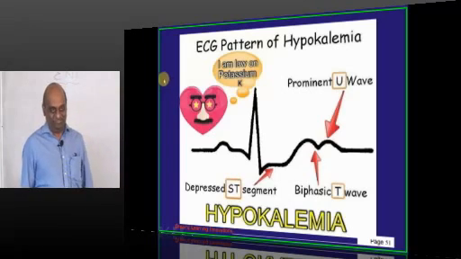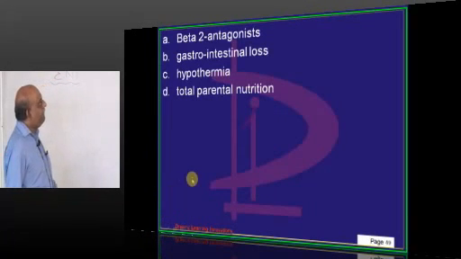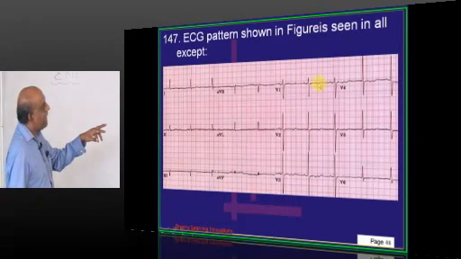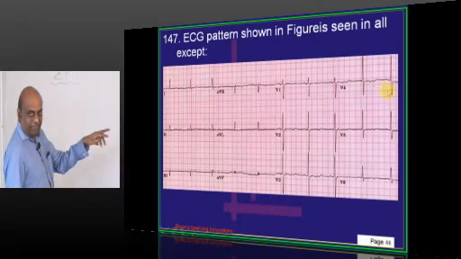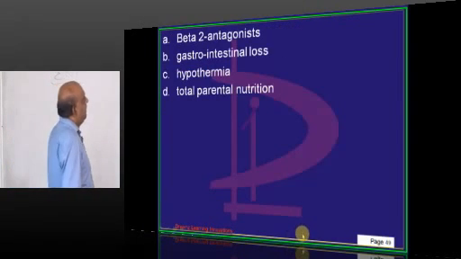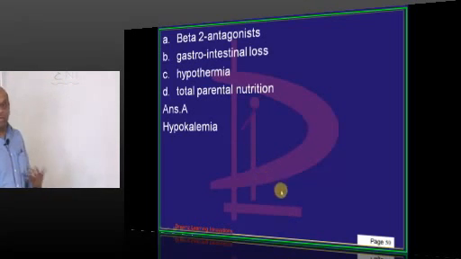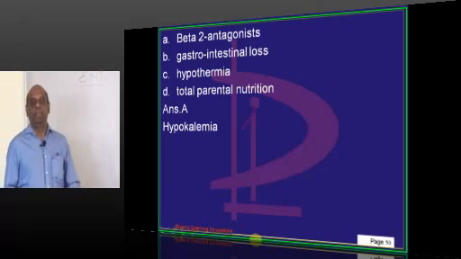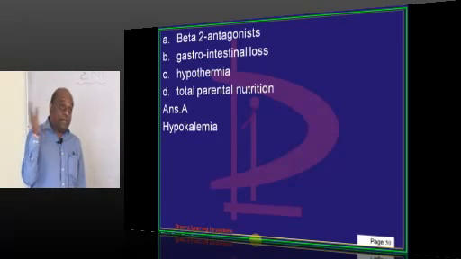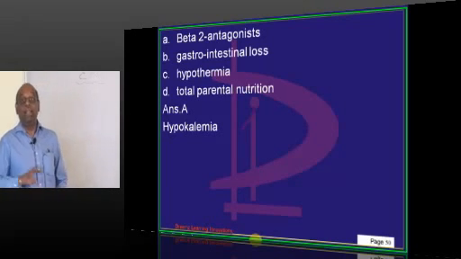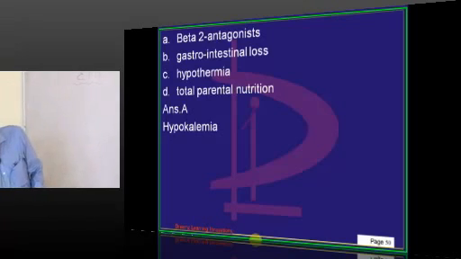In the alphabet, U comes after T. Because of the U wave, if you once more go through this thing, P, QRS and T. T is almost like a double biphasic T wave. So typically the GI loss, hypothermia, total parenteral nutrition, you get hypokalemia. Beta 2 agonistic agents which are used like salbutamol, which are asthmatic agents, they lead to hypokalemia. Whereas beta 2 antagonists like beta blockers, they lead to hyperkalemia. That is what you have to basically appreciate.